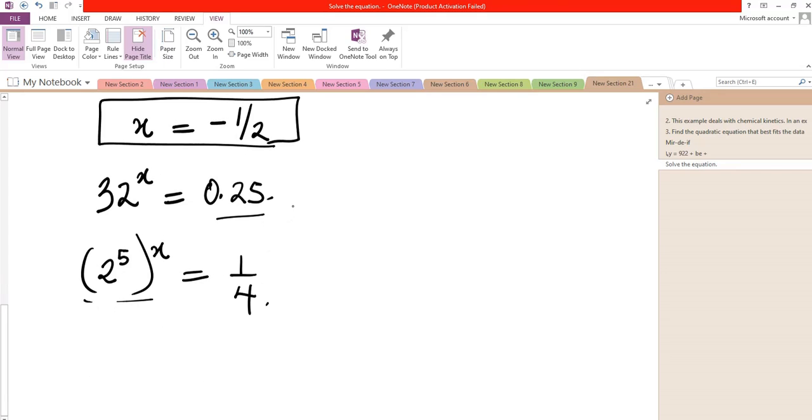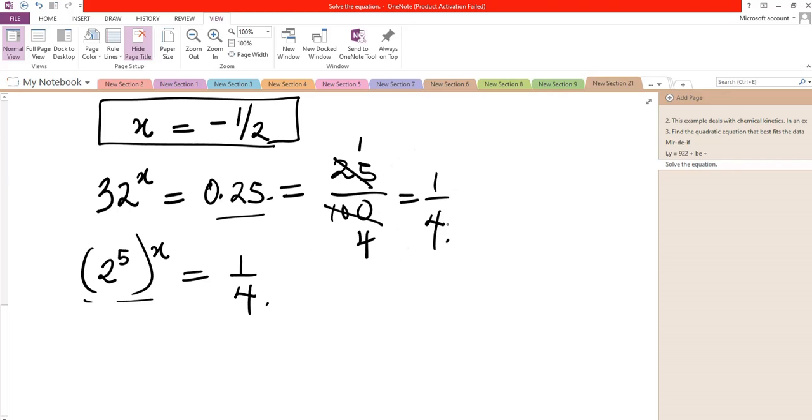Now look at how to show that. You say 0.25 is the same as 25 divided by 100, which is 25 divided by 25, you have 1. 100 divided by 25, you have 4. So which is 1 over 4.